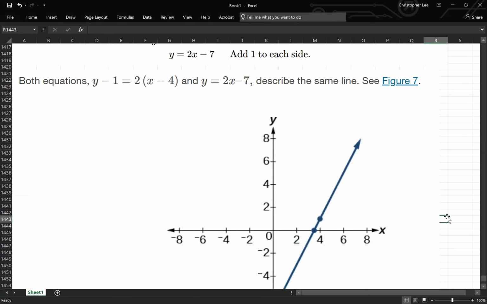So both equations, y minus 1 equals 2 times x minus 4, and y equals 2x minus 7, are described here.